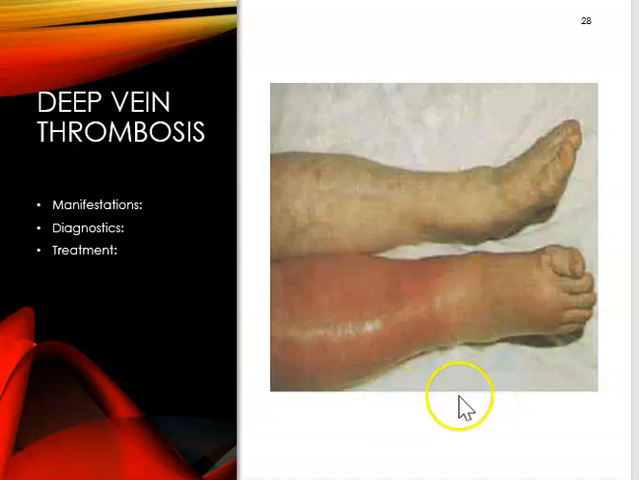Treatment for this, the best treatment is going to be prevention. So we want early ambulation with these patients, anticoagulants, anti-embolic stockings, SCDs, ankle pumps, deep breathing. And if it's present, they're going to put the patient on bed rest at least until they get anticoagulants on board, possibly thrombolytics, although not that often, and possibly an IVC filter.